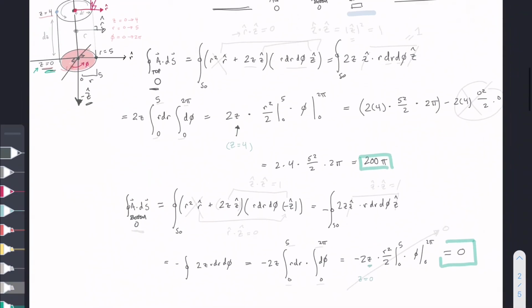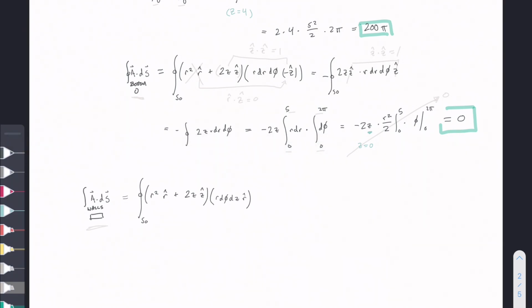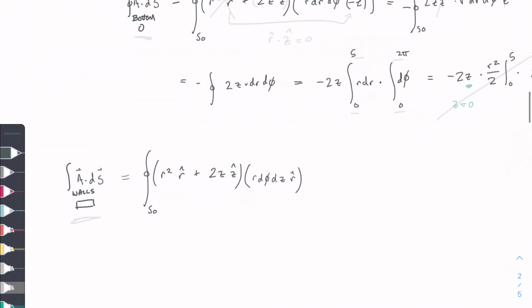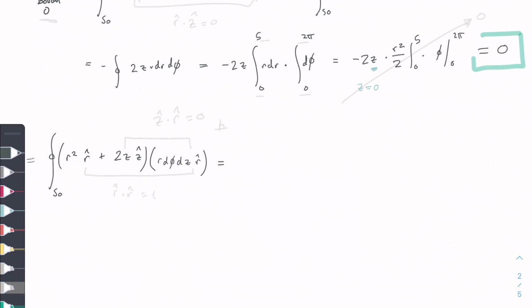Okay, so next we're going to do the walls. So we set up our expression here, and this is our a, and this is our ds. So now we're going to dot these guys and see what we can cancel. z hat dot r hat equals 0 because they are perpendicular, and then r hat dot r hat equals 1. Okay, so now we can keep just our r hat terms.